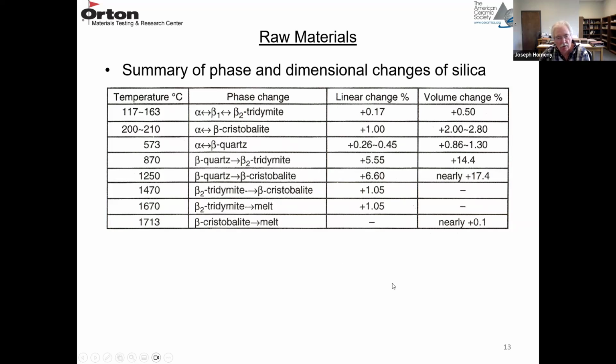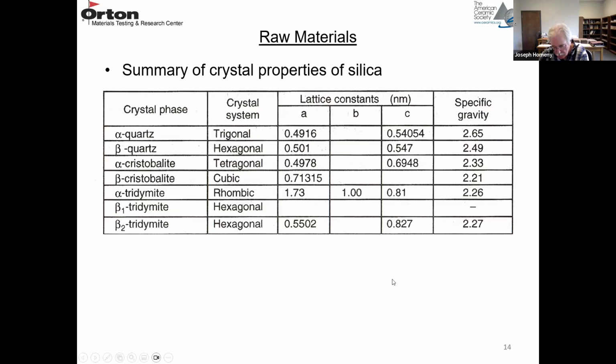So those are all the different types of crystal transformations, whether they're displacive or reconstructive. And these are the different crystals that are possible: alpha and beta quartz, alpha beta cristobalite, and alpha beta 1 beta 2 tridymite. These are the corresponding crystal systems. We talked about the different types of systems before, and then their lattice constants A, B, and C, depending on what type of crystal system, and then their specific gravities.